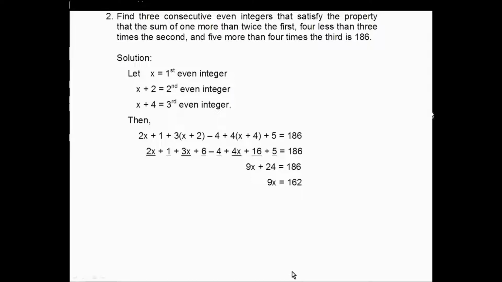Okay, here's our moment of truth. Divide by 9. Remember, I want something even. I get x is 18. It is even. So 18 is the first integer, x plus 2, 20 is the second integer, 22 is the third one. So there are my integers, 18, 20, and 22. Okay, don't put them in parentheses, don't put them in braces, don't decorate them.